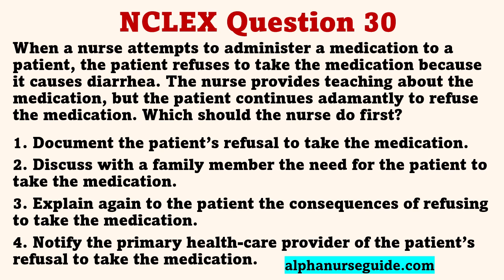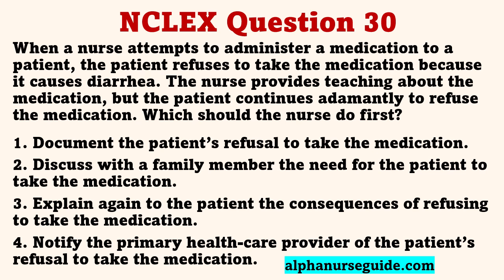When a nurse attempts to administer a medication to a patient, the patient refuses to take the medication because it causes diarrhea. The nurse provides teaching about the medication, but the patient continues adamantly to refuse the medication. Which should the nurse do first? 1. Document the patient's refusal to take the medication. 2. Discuss with a family member the need for the patient to take the medication. 3. Explain again to the patient the consequences of refusing to take the medication. 4. Notify the primary healthcare provider of the patient's refusal to take the medication.